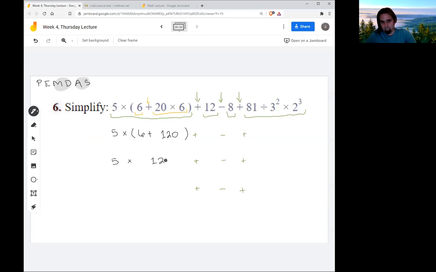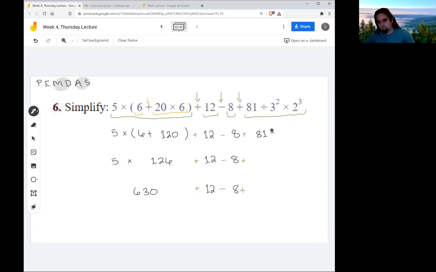So now we have 5 times 6 plus 120 is 126. Then I will do that on my calculator because I don't trust my mental math at this hour. And I get 630. So we've taken the first term and simplified it. And this was beautiful. We didn't have to worry about all this other stuff. Okay, the 12, it's just a 12. It's hanging out, waiting for other things to get equally simple. And the 8, it's just an 8, hanging out, waiting for us to be ready for it.